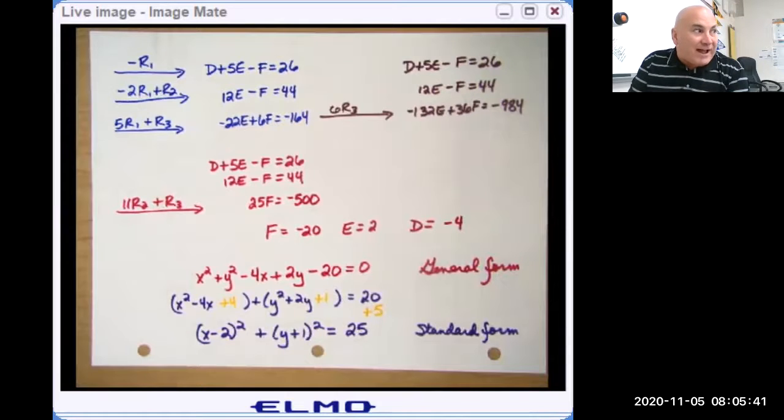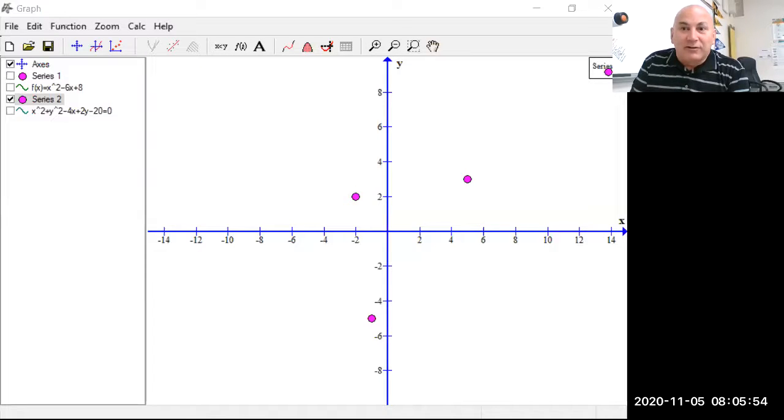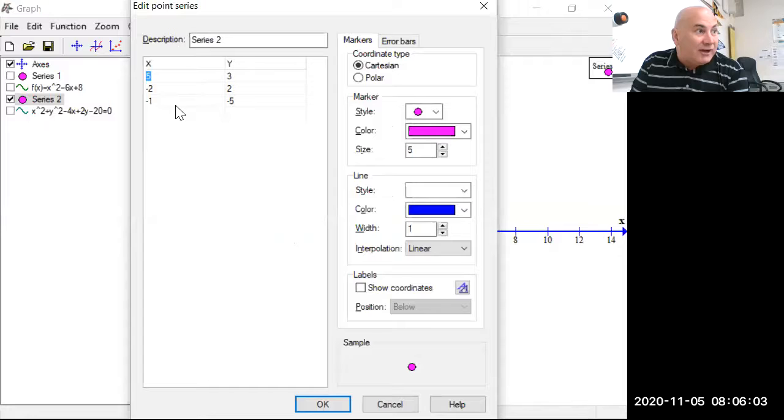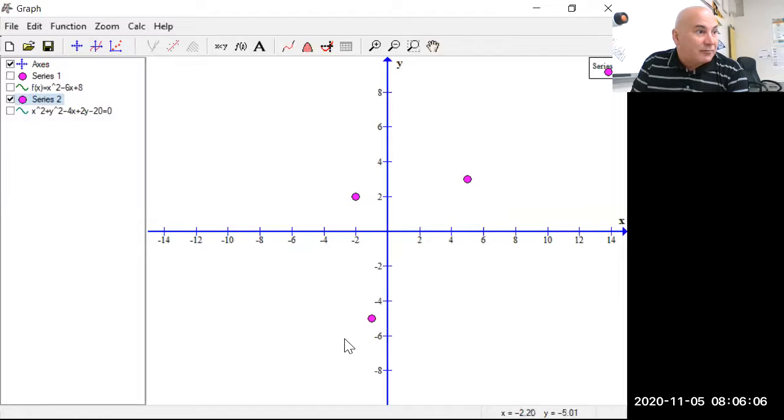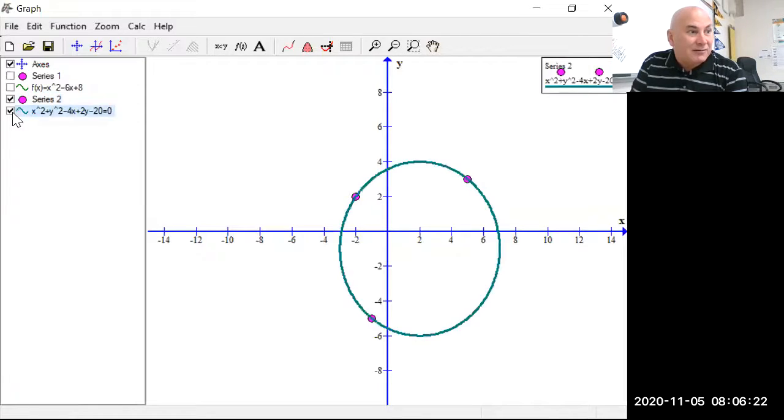Let's pop back over to graph. This time I'm making sure to share my graphing screen with you. So here I got those 3 points graphed, 5, 3, -2, 2, and -1, -5. And then here is x squared plus y squared minus 4x plus 2y minus 20 equals 0. When I activate that, we get the circle going right through those 3 points.